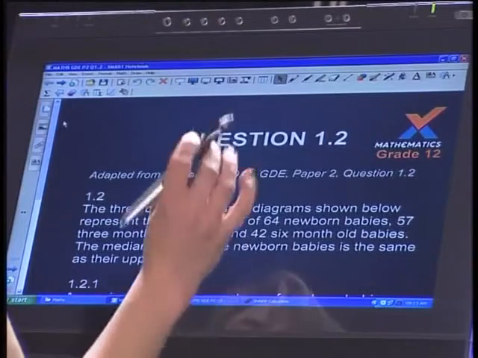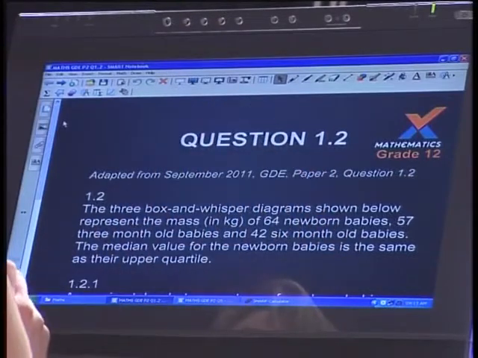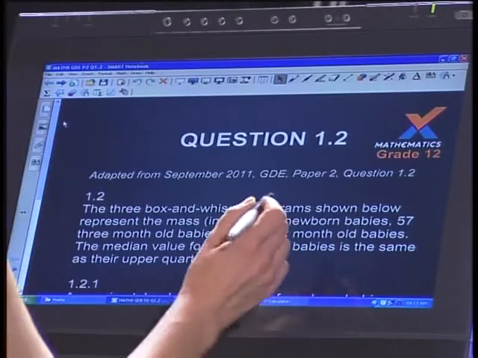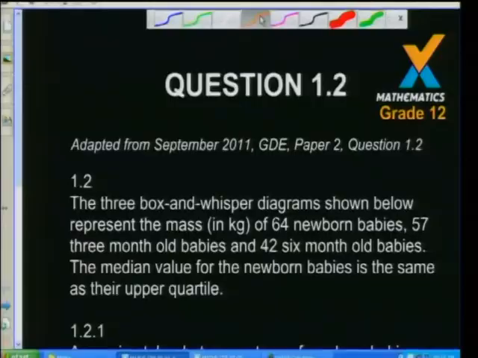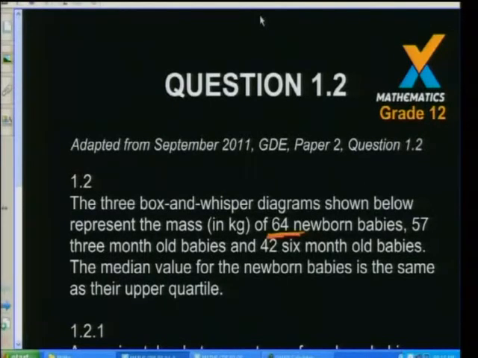Let's have a look at this question. The question says, the 3 box and whisker diagrams shown below represent the mass in kilogram of 64 newborn babies, 57 3-month-old babies, and 42 6-month-old babies. So that's the first thing that's quite important, is that the 3 box and whisker diagrams don't represent the same number of babies. Now let's have a look at those babies.